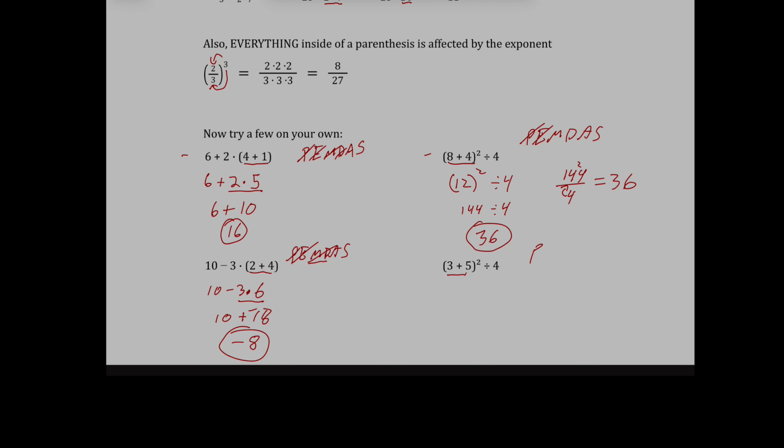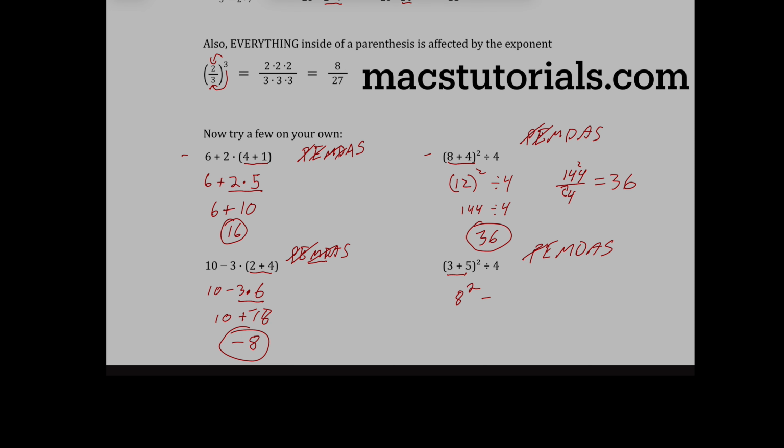Again, PEMDAS. Parenthesis, that's going to be an 8 squared divided by 4. E, exponents. 8 squared is going to be 64 divided by 4. Okay, multiplication division, which is right here. Again, I'll just do that example again. 64 over 4. How many times will 4 go into 6? Once. With how many left over? 2. How many times will 4 go into 24? 6. My answer is 16.